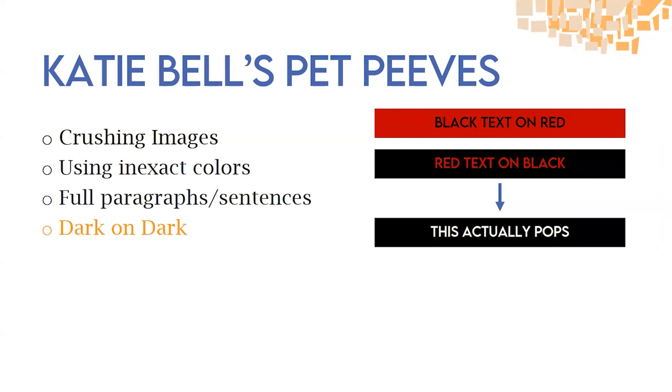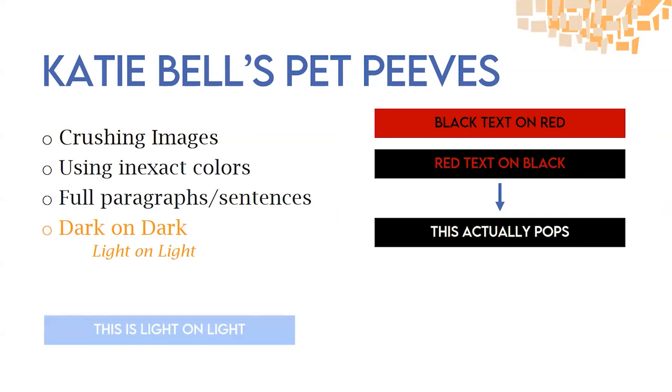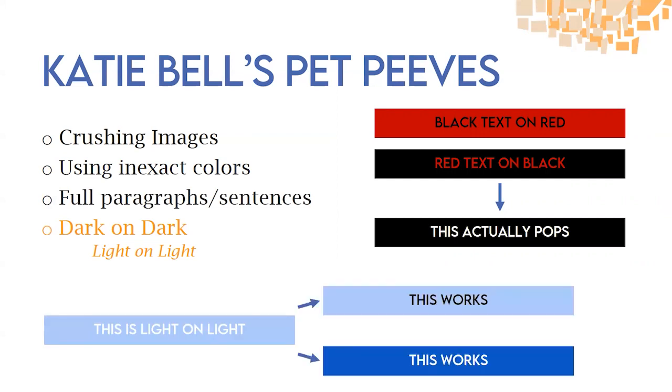The values may have contrast as well, like a light yellow and a dark blue have contrast, but the contrast is the important part, not the fact that one is yellow and one is blue. Light on light is a less severe crime, but it is still a crime. This does not pop. These two work great. It's a small rule, but it goes a long way.